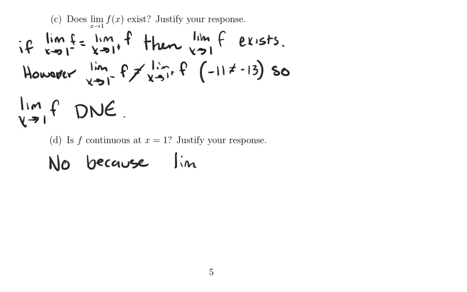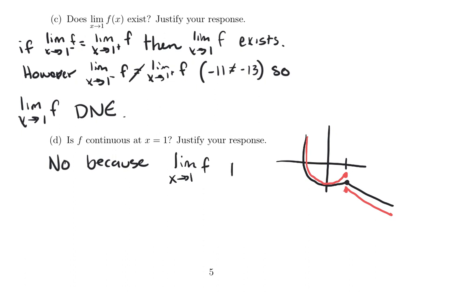If it was continuous, then the graph would be connected. It would look like this. Oops. Erase that. The graph would look like this. It would kind of curve and then stop here at 1, and then this linear part would take over here, and it would be continuous right there. However, this function actually looks like this, and then this part's down here, and see they do not connect here. So no, because the limit as x approaches 1 of f does not exist.